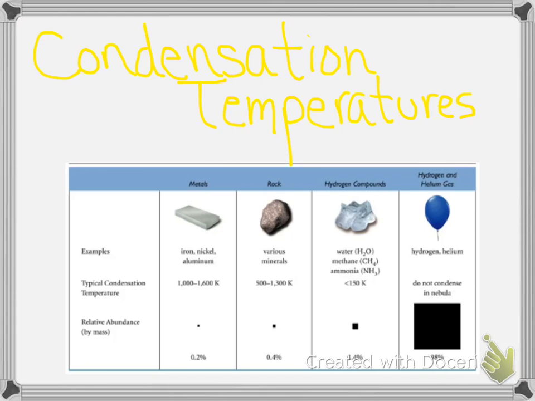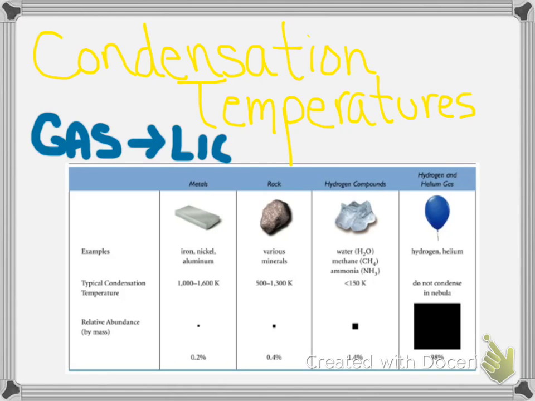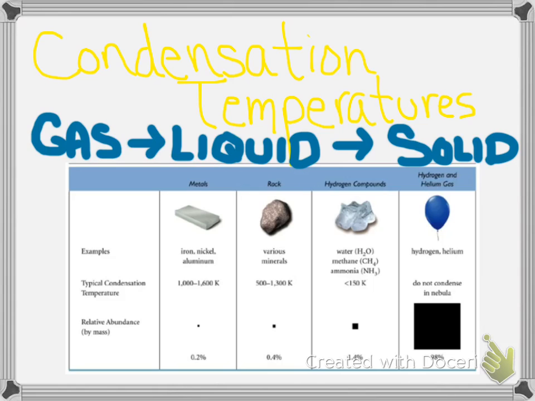Condensation temperature, or condensation, means to turn from a gas to a liquid to a solid. So if I look at this table, I can see that heavy elements tend to condense out of gas at higher temperatures, and lighter elements tend to condense out of the gas state at lower temperatures.